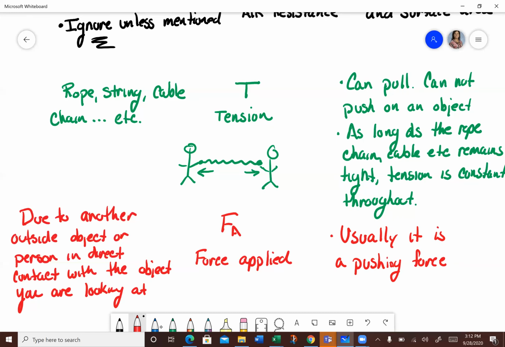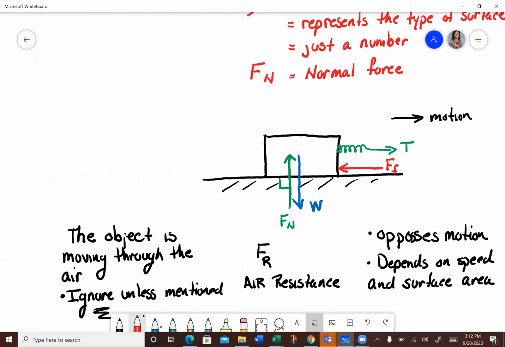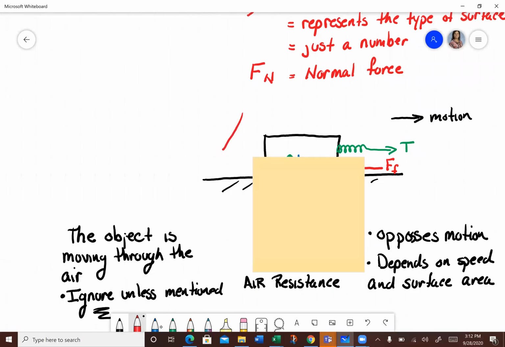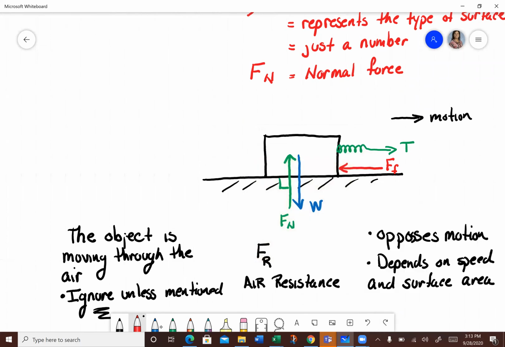Okay. So again, that's due to another person, another object. So if I go back up here to our picture, let's say somebody is standing behind this block. Right? I want to come up here and I put a person in here pushing on this. They might apply a force in that direction to cause it to go forward. So those are your main forces.